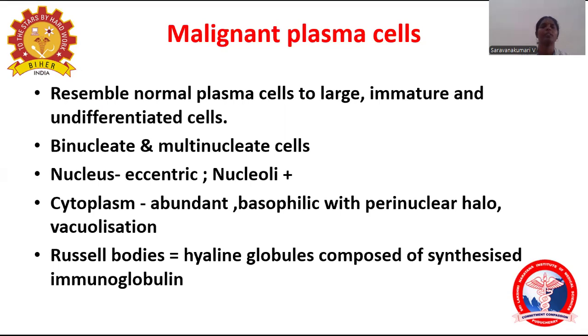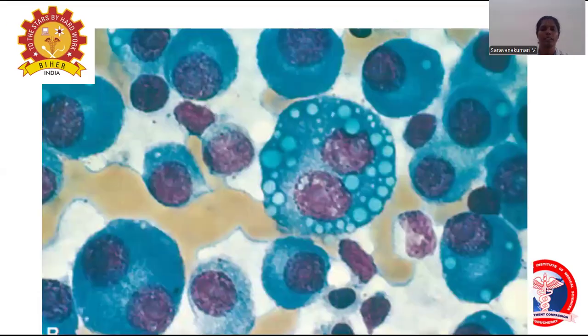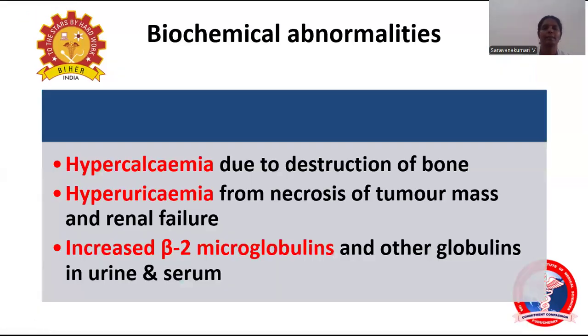The cytoplasm of the plasma cells will be abundant and basophilic, with a perinuclear clearing, and vacuolizations also will be noticed. There will be Russell bodies also noted. Russell bodies are globules composed only of immunoglobulins. You can see these plasma cells, both binucleated, multinucleated and eccentrically placed, and the presence of immunoglobulins is also noted in some of the plasma cells.